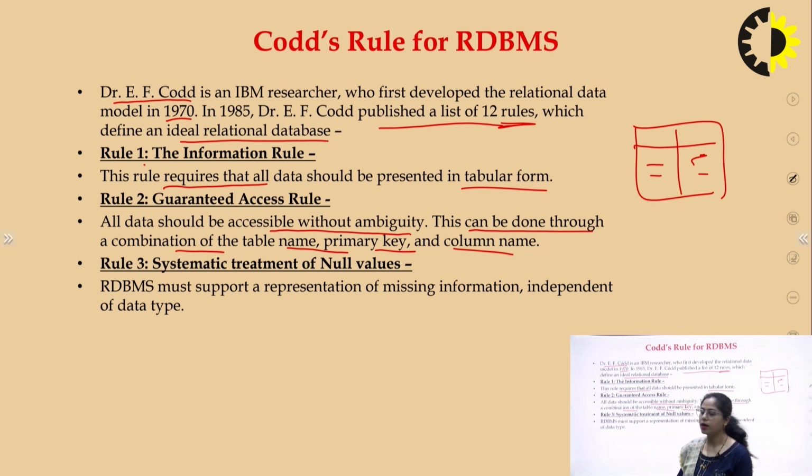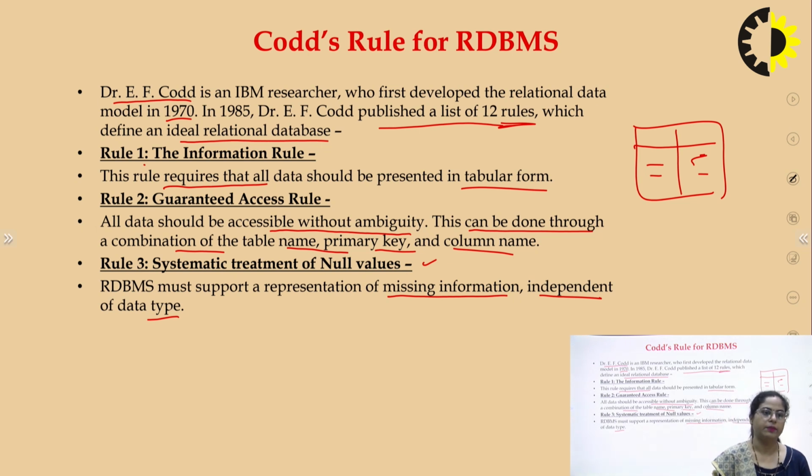The third is the systematic treatment of null values. RDBMS must support a representation of missing information independent of data type. The third rule tells about the missing information of the data, that is the systematic treatment of null values. We represent the missing value by a blank cell.